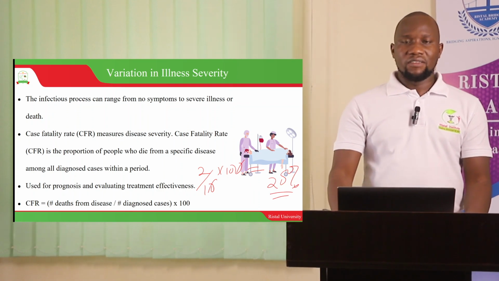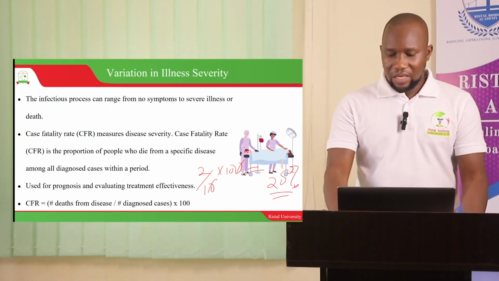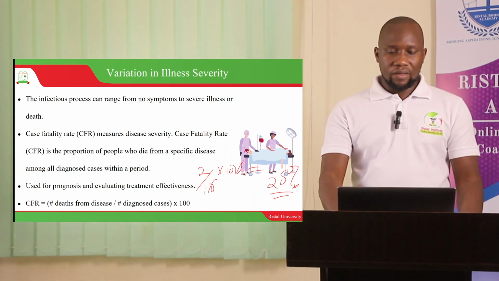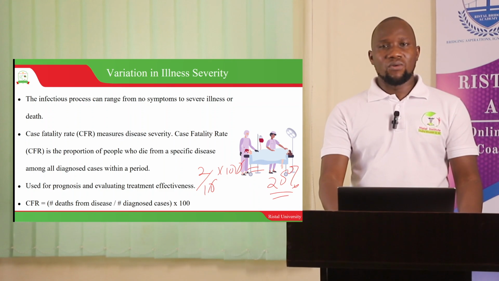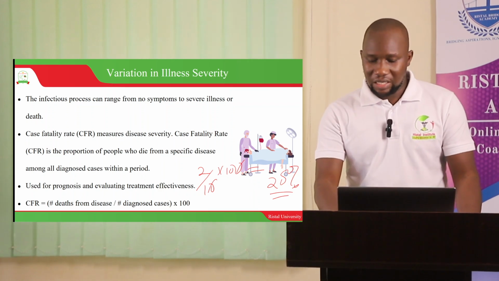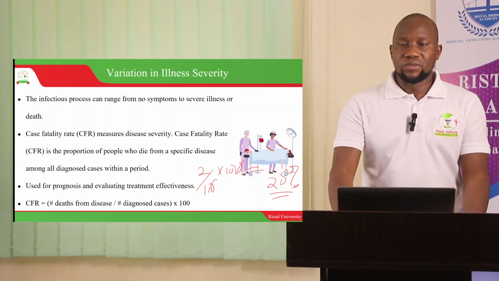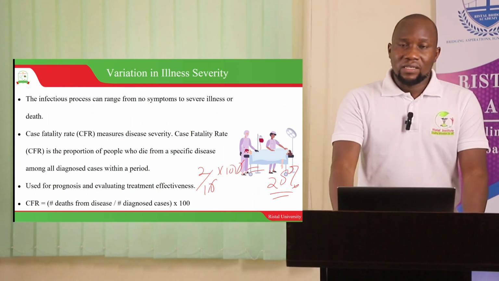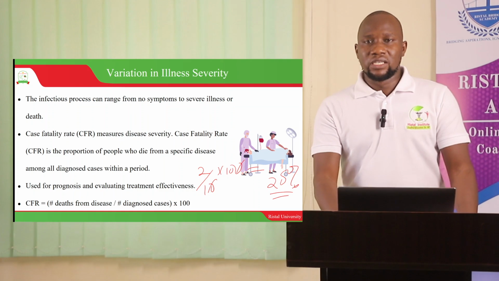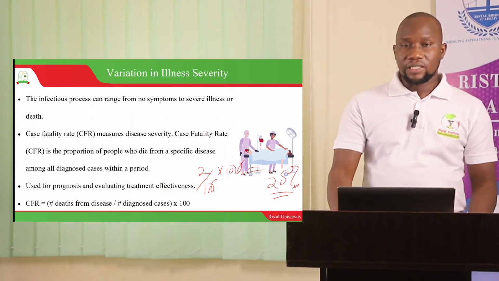So this tells us the extent to which the disease is severe. And this is where you institute different public health mechanisms to make sure that the disease cannot be spreading from one person to the other. So for example, Ebola has a high fatality rate compared to COVID-19.